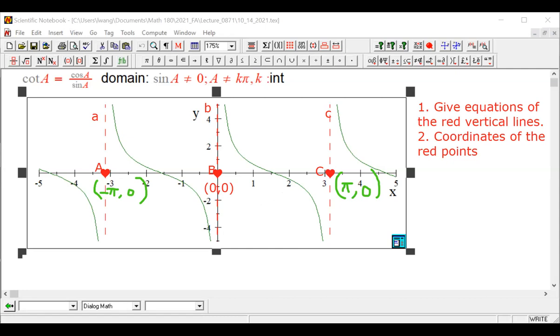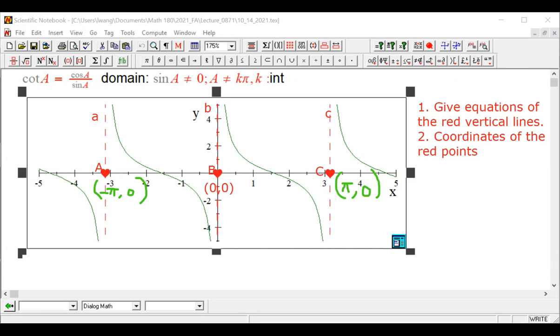That is to be discussed, Hazel. Riley says x equals k pi, where k is an integer. But in the specific case, Riley, you're close. So a is x equals negative pi, b is x equals 0, c is x equals pi. That's wonderful.